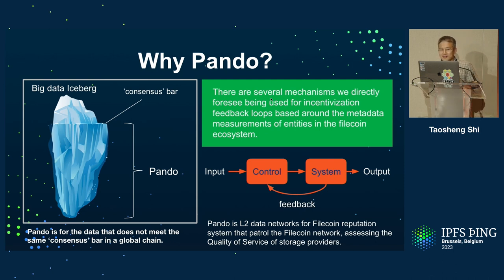And why Pando? In the context of big data systems, Pando is for the data that does not meet the consensus bar in the global chain. As you know, a global blockchain such as Filecoin has a consensus for other nodes to reach agreement on the data. But lots of streaming data doesn't need to meet the consensus bar of this global chain. As you can see here, it is a big data iceberg. There is a lot of data under the consensus bar. So that is the scope of Pando.